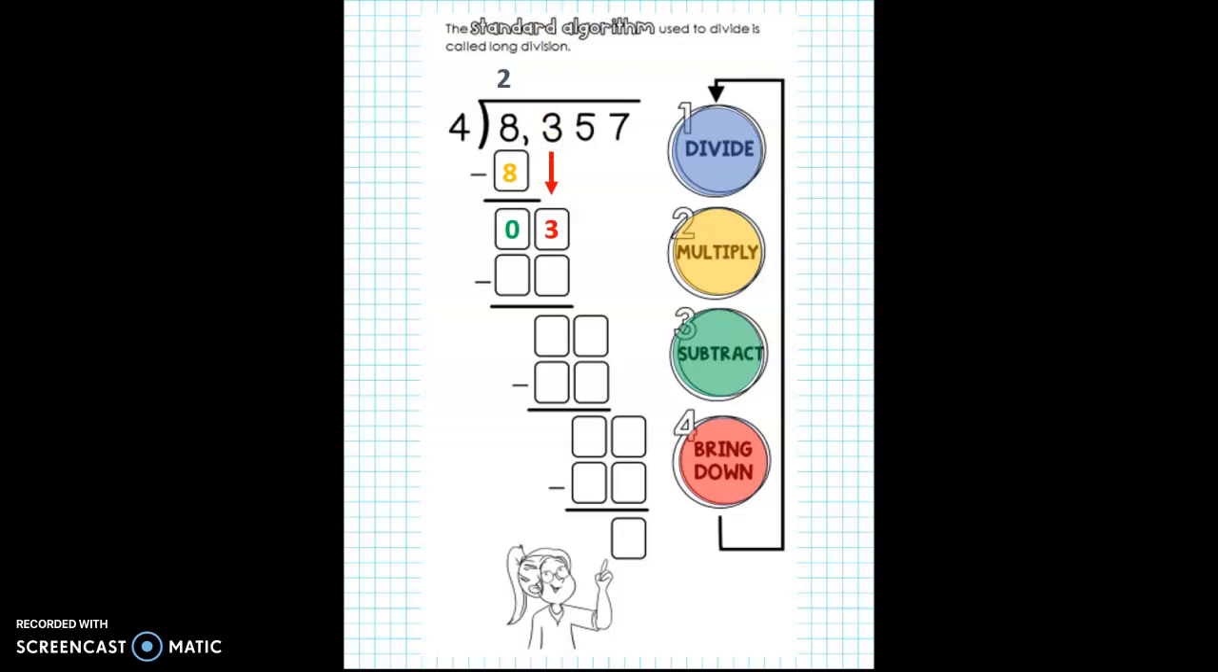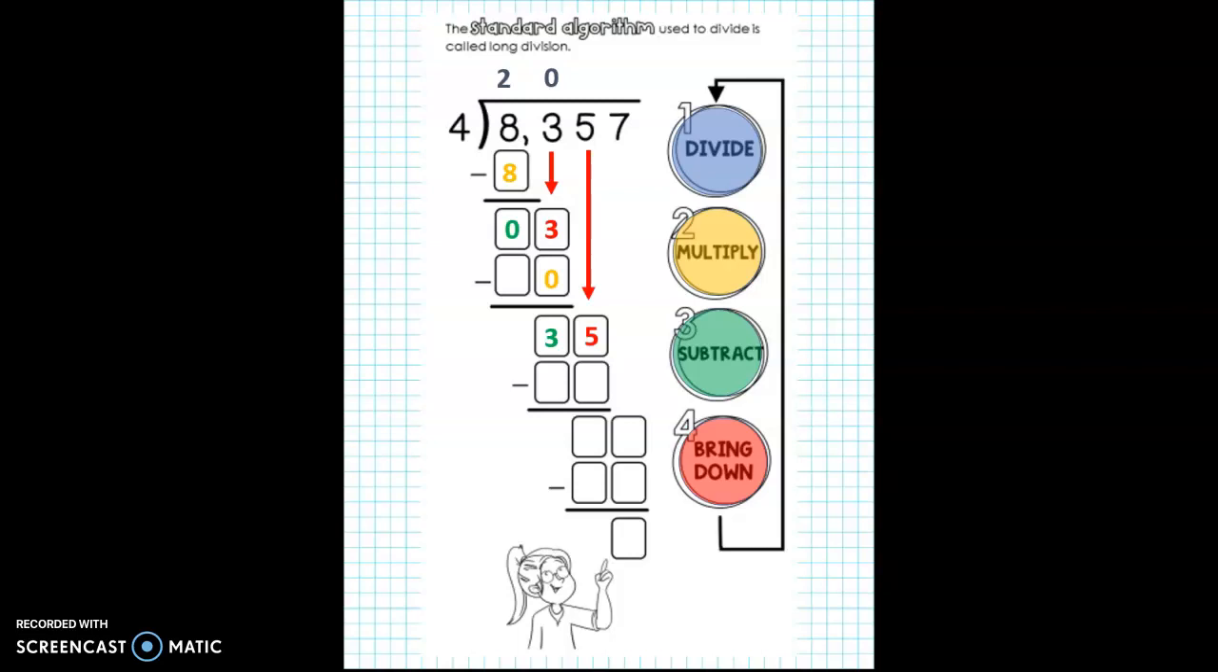Repeat the process. Divide 4 into 3. Well, 4 can't go into 3, so we put a 0. Multiply. 4 times 0 is 0. Subtract. We still have our 3. Bring down the next digit.